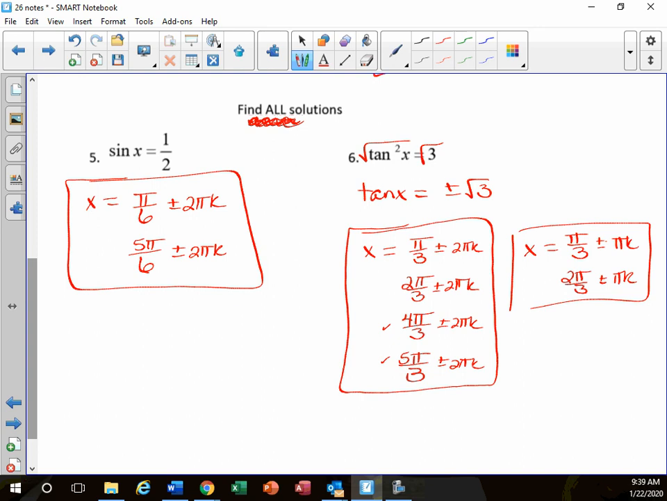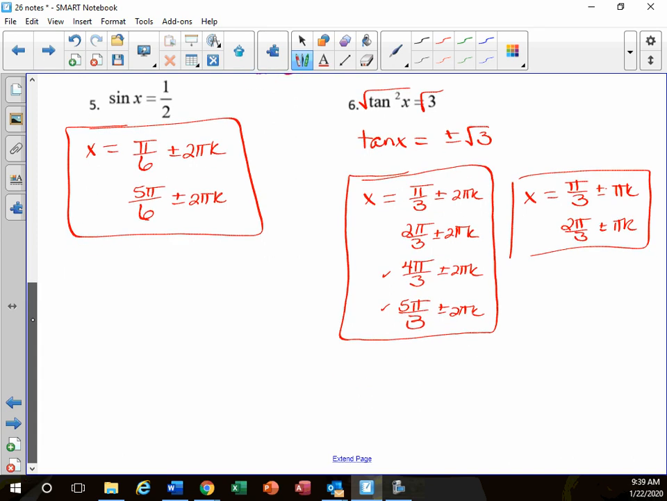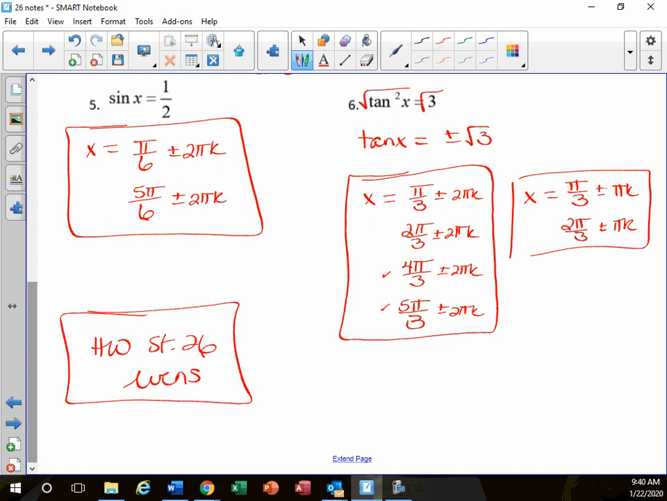All right. Homework, guys. For standard 26, turn the page. It's the next page in your packet there. Let's just do evens. All right.